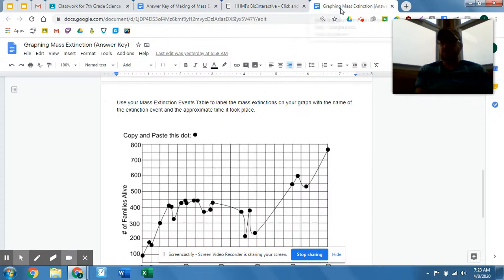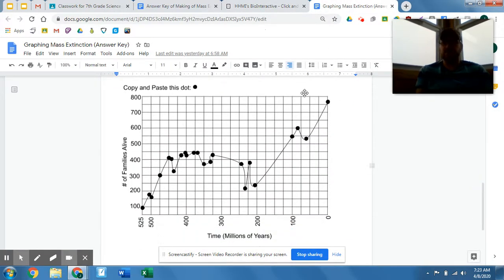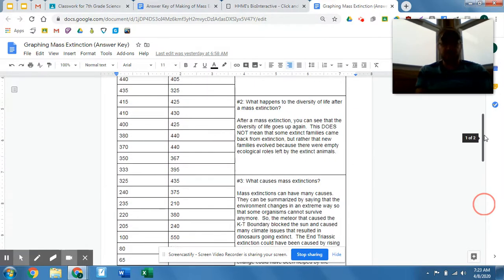And then this graph doesn't really have anything going on super recent, so you can't really label the Anthropocene. So I'll put those labels on here shortly, so they pop up on the actual graph in the answer key. Just forgot to do that.